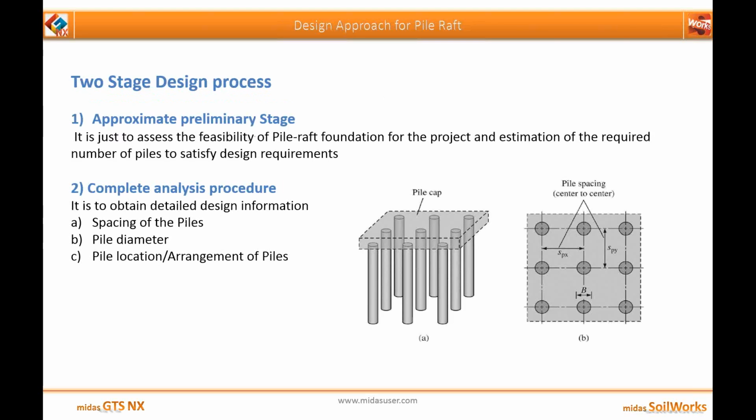Now let us talk about the design approach for the pile raft foundation. It is a two-stage design process. First of all, an approximate preliminary stage is done, just to assess the feasibility of the pile raft foundation for the project and estimate the required number of piles to satisfy the design requirements. Then we go for the complete analysis procedure. It helps us obtain the detailed design information, like what is the final spacing of the piles, what is the pile diameter, and what arrangement of piles we are going to consider. So this is the two-step process.